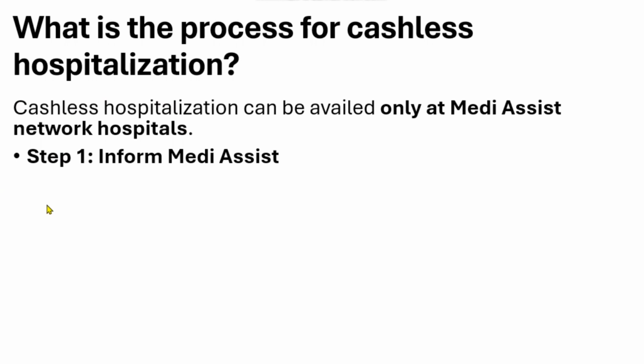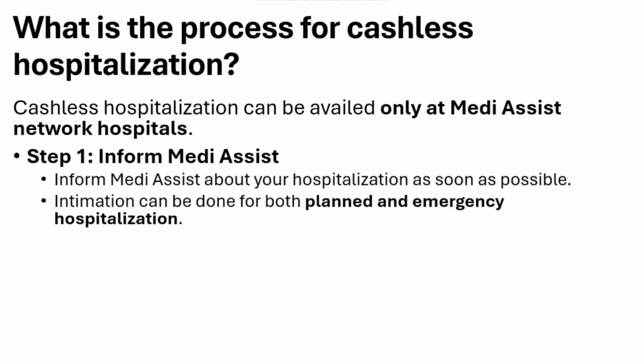So what are those steps? Let's see one by one. The first step is you have to inform the Medi Assist team. Before hospitalization, or when you get hospitalized, you have to inform the Medi Assist team as soon as possible. Intimation can be done for both planned and emergency hospitalization, whether you are on planned hospitalization or emergency hospitalization.